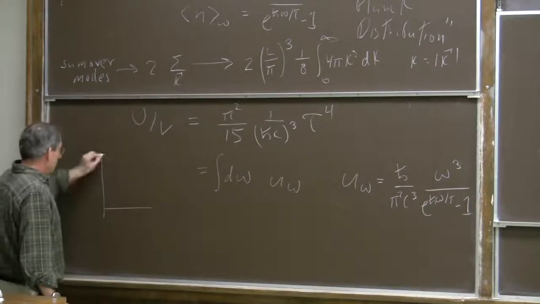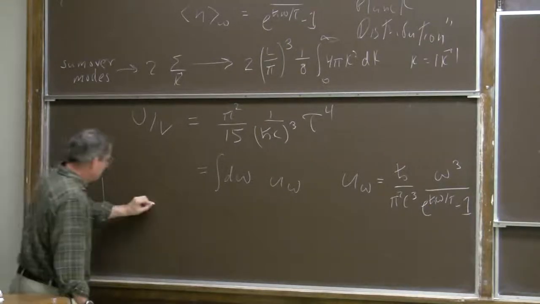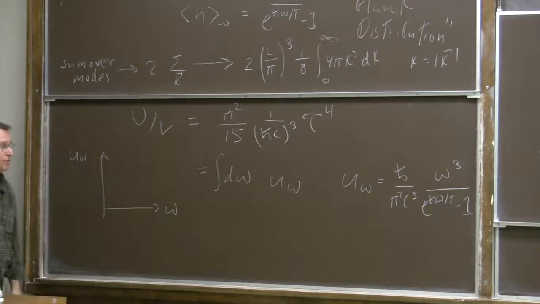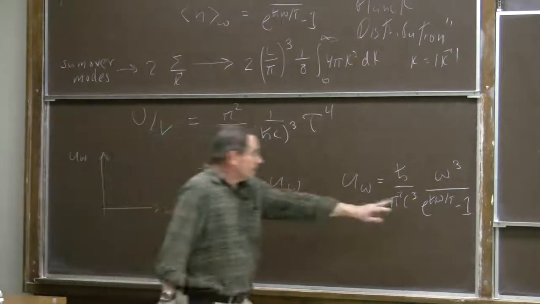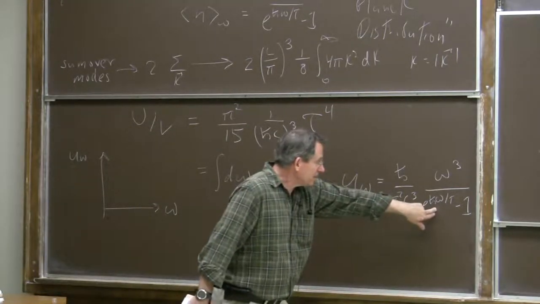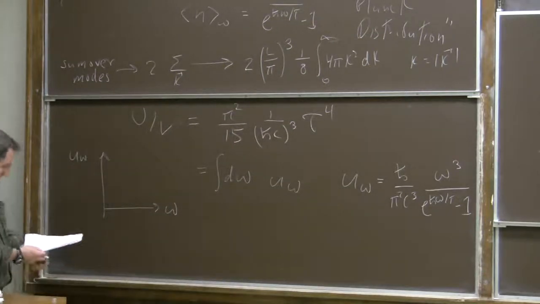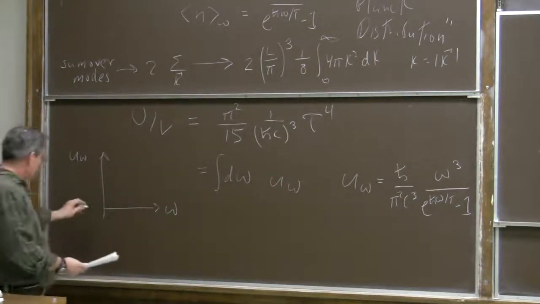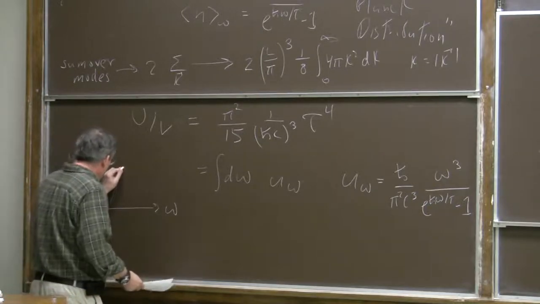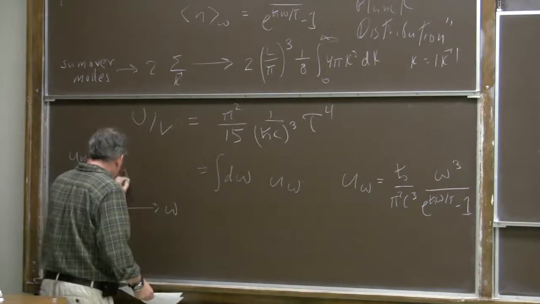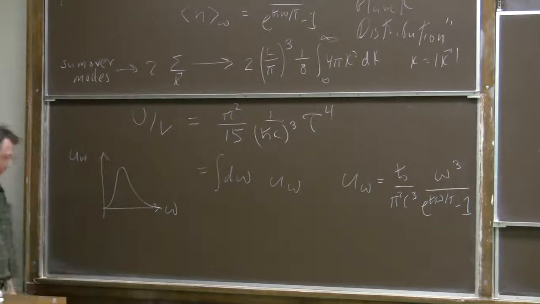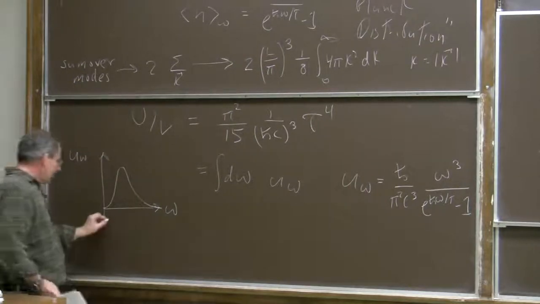So that function u omega as a function of omega, since when omega is small, I can expand the exponential in the denominator, and that goes like h bar omega tau. It starts out quadratic, but then eventually it turns over and becomes a decaying exponential for omega large. That's the black body spectrum.